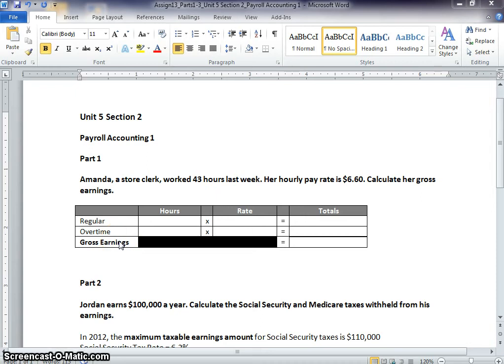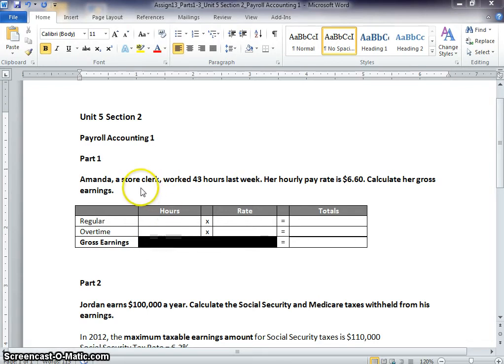Okay, hello accountants again. We are winding down to our last couple assignments here, and I have a couple templates left for you. So this is the template for our 13th assignment under Unit 5, Section 2. This is Payroll Accounting 1.